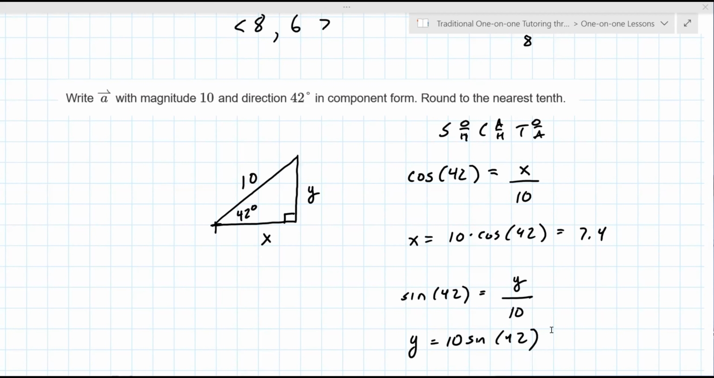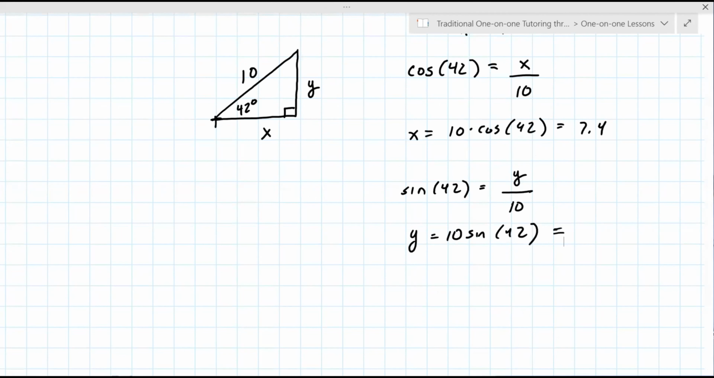I can't really see the bottom part there. Okay. Thank you. Okay, I get 6.7. Great.